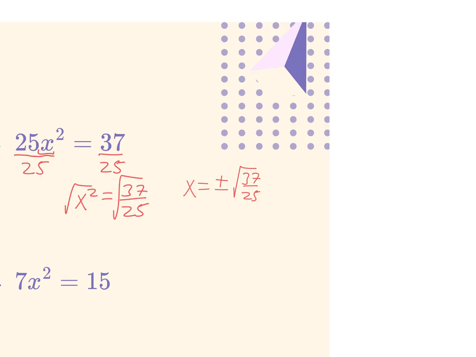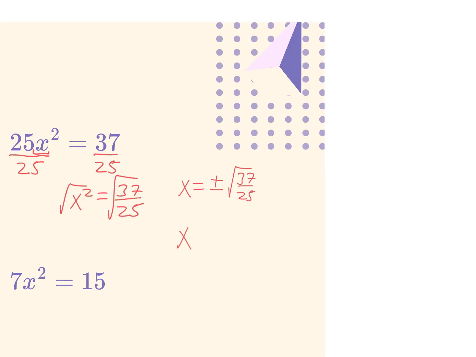All right, we don't want to leave our answer like this. We always want to split it up. Even if the bottom is not a perfect square, you do want to split it up just to see. If it's not a perfect square, you want to rationalize the denominator. But in this case it is. So I get x equals plus or minus the square root of 37 over the square root of 25. And the square root of 25 is 5. So I get x equals plus or minus the square root of 37 over 5.